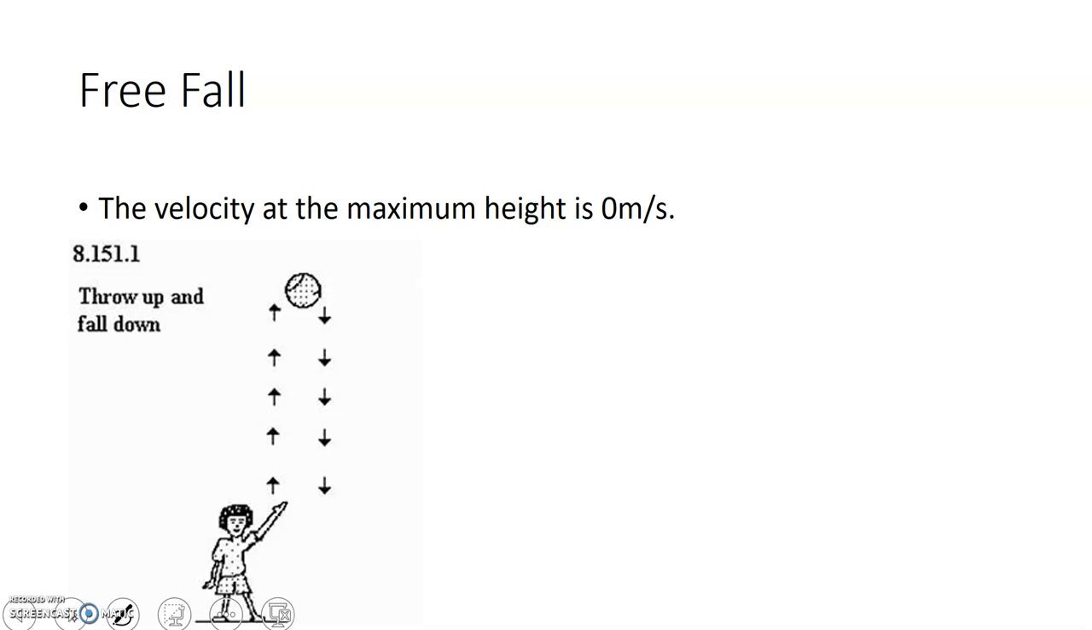So again, objects can be dropped from rest or just falling down in general, and that's considered free fall. But objects can also be thrown upward. While they're moving upward, it's still considered free fall after an object leaves your hand. So I'm going to just draw this one a little bit bigger. So a ball starts in a person's hand, right, with some initial velocity.